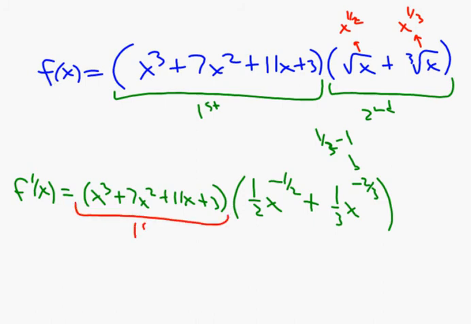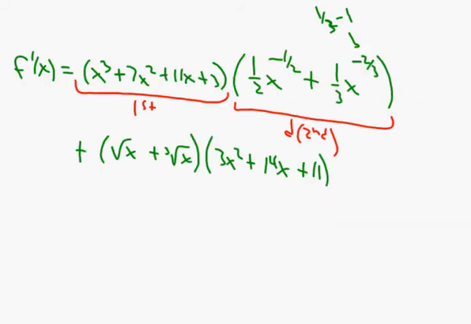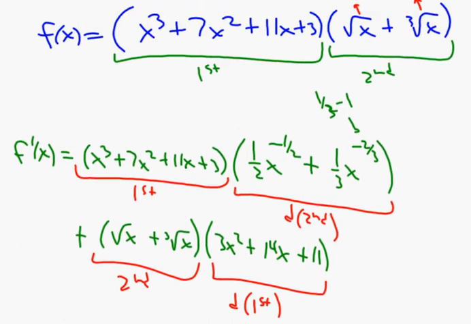There's first. And this part here is the derivative of the second, or d second as I've been calling it. Okay? Plus second function, so square root of x plus cube root of x, d first. Well, the derivative of the first function is 3x squared plus 14x plus 11. And then that's it. This whole big expression, which is a little wacky to look at, is the derivative of that function I wrote up there in blue.